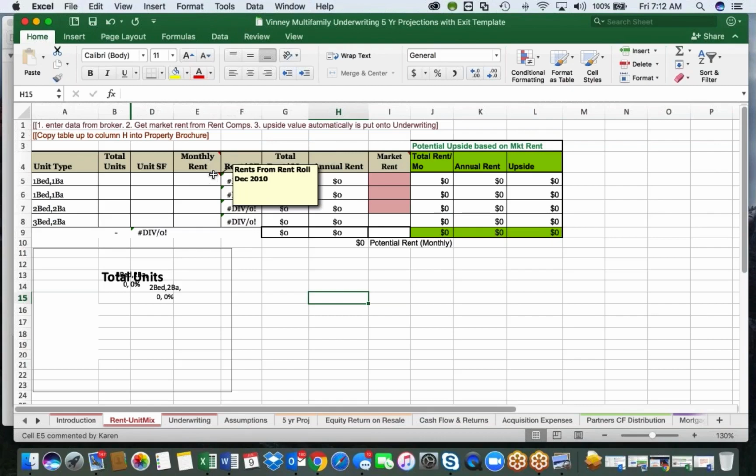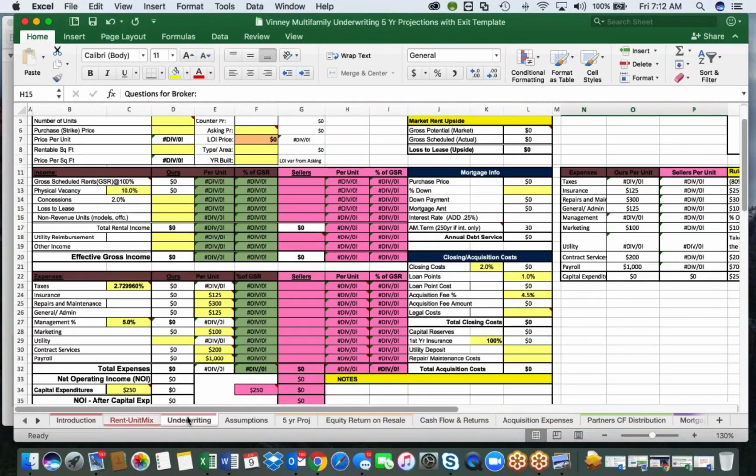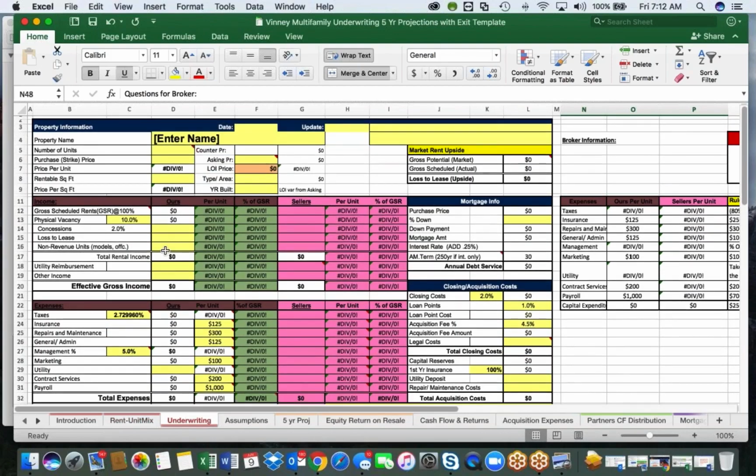So this is where it starts, and it goes into this blank underwriting. It starts from here. All these numbers, well, only the first number gets populated, not the rest of them. We do the rest and we'll do it in a couple of minutes here.